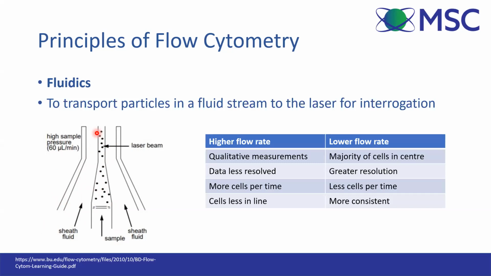A higher flow rate will gather data from more cells in the same amount of time, but you lose some resolution. So cells may be less aligned to the center of the beam, and this is quite okay for larger phenotyping experiments. But if you require high resolution, like in DNA analysis, you may need a lower flow rate, which means that most of the cells pass through the center of the beam and they're quite well aligned, but fewer cells go through per unit time, and therefore it is slower.